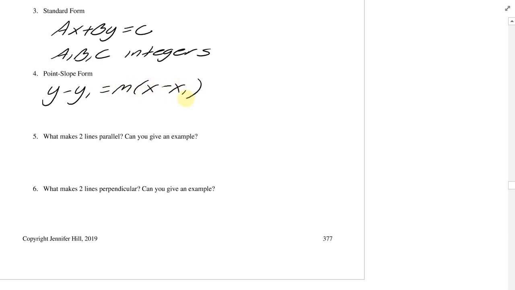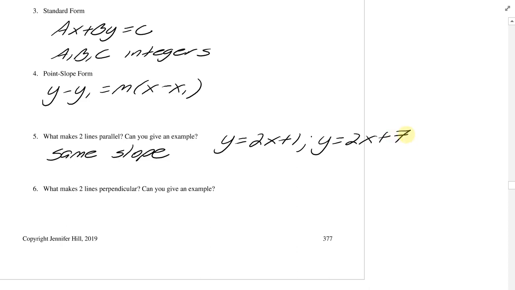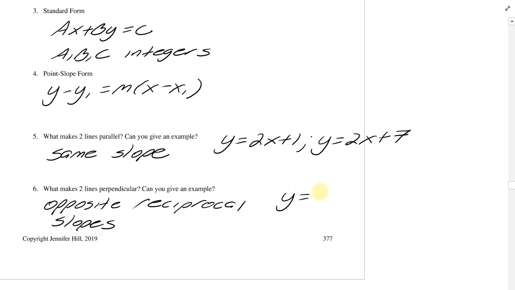Now, what makes 2 lines parallel? You have the same slope. So an example would be y equals 2x plus 1 and y equals 2x plus 7, right? They have the same slope. And then what makes 2 lines perpendicular? You have opposite reciprocal slopes. So an example would be y equals 2/3 x plus 1 and y equals -3/2 x plus 13. So whatever example you wrote for yourself is fine.